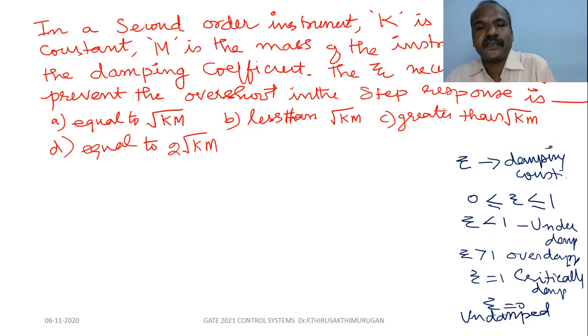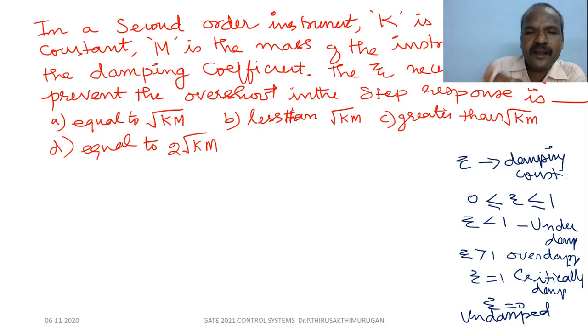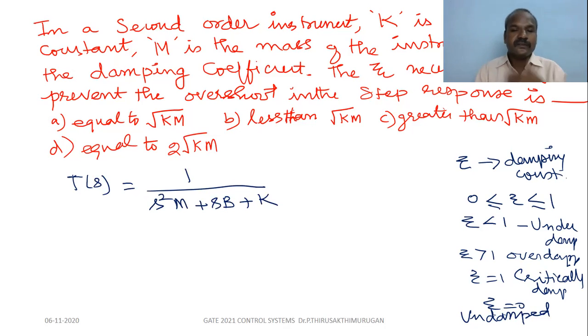Here the question is about a second order instrument. Normally the second order instrument is generally a mechanical system or an oscillator. The transfer function is Y of s by X of s, or transfer function T of s, equal to 1 by s square m plus s b plus k. So this is the second order instrument transfer function normally.